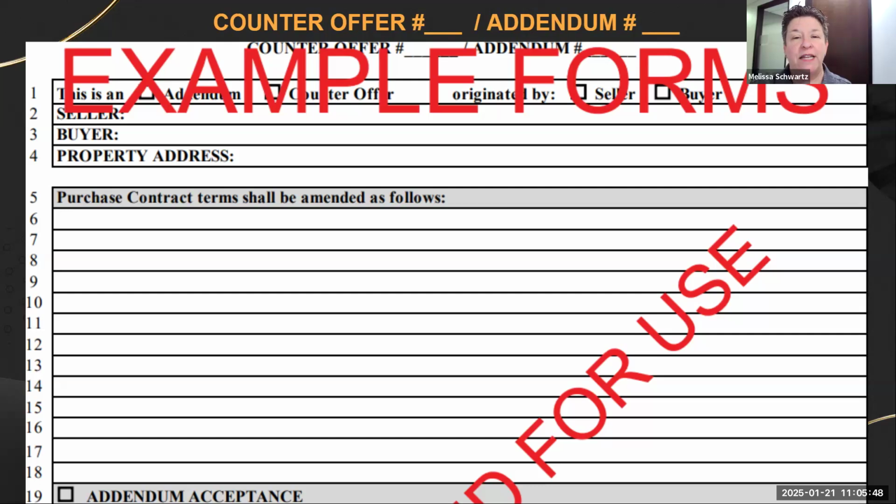So counteroffer and addendum, it's the same document. It's either a counteroffer number or an addendum number. Hopefully you guys understand you must put a number up at the top where it says counteroffer number, addendum number. Please make sure those are in there.